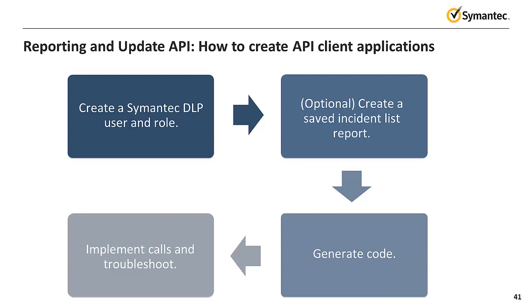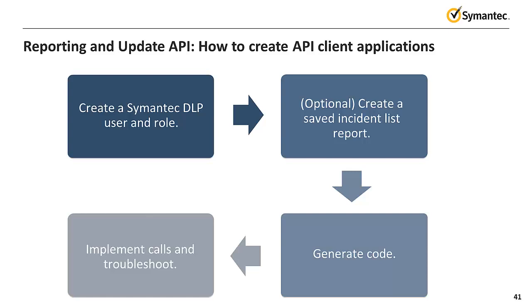First, create a Symantec DLP user and role using the Enforce Administration console. The role needs to have incident reporting, incident update, and sufficient other permissions to run reports and view and update data in these related incidents. Secondly, if the client needs to retrieve a list of incident IDs, a saved incident list report needs to be created in the Enforce Administration console.